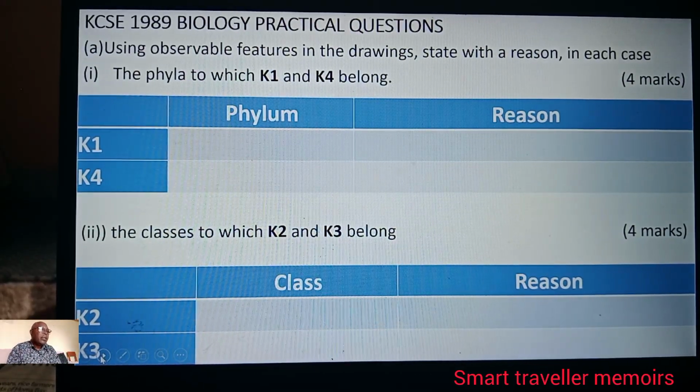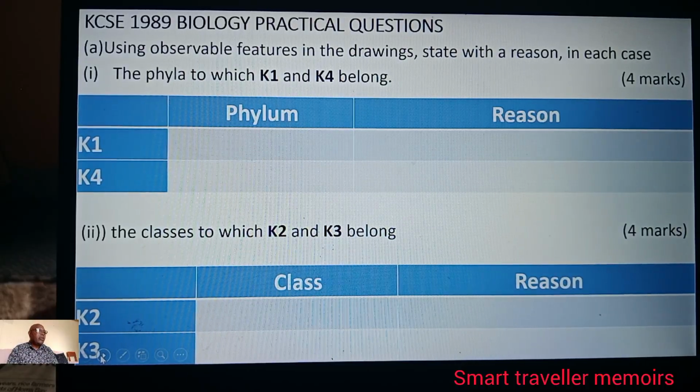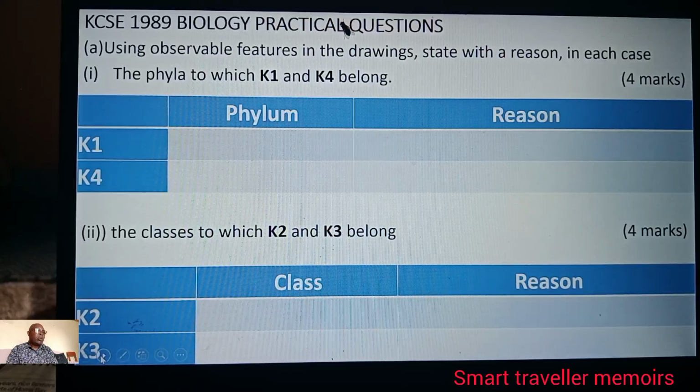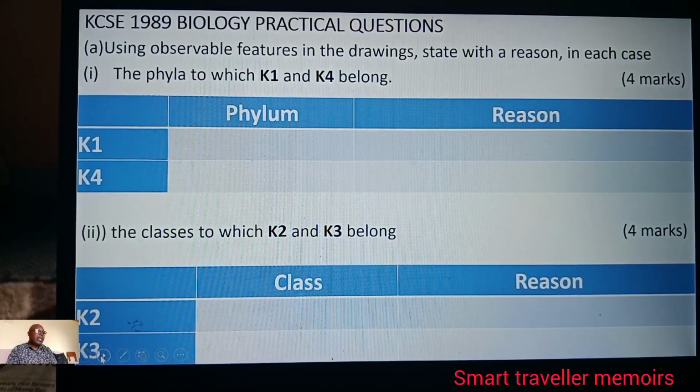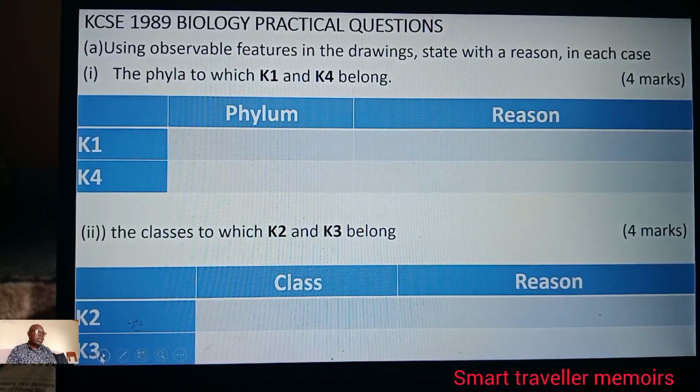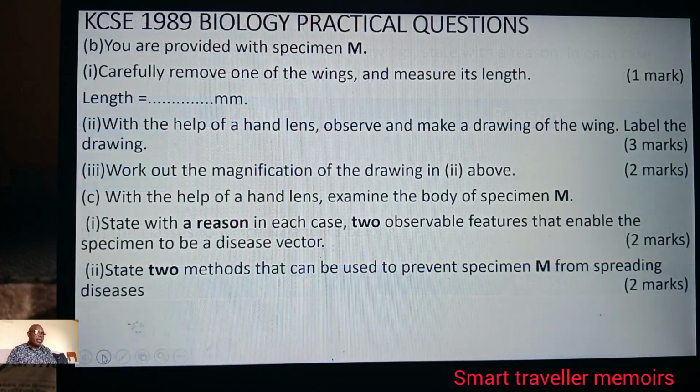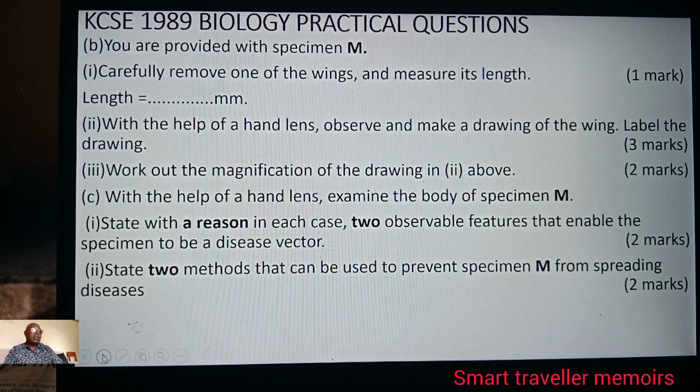Question 3A. Using observable features in the drawings, state with a reason in each case. Roman 1, the phyla to which K1 and K4 belong, you get 4 marks. So in the table there you have the phylum and the reason, K1 and K4. Roman 2, the classes to which K2 and K3 belong. We have class, reason, and then we have K2 and K3.